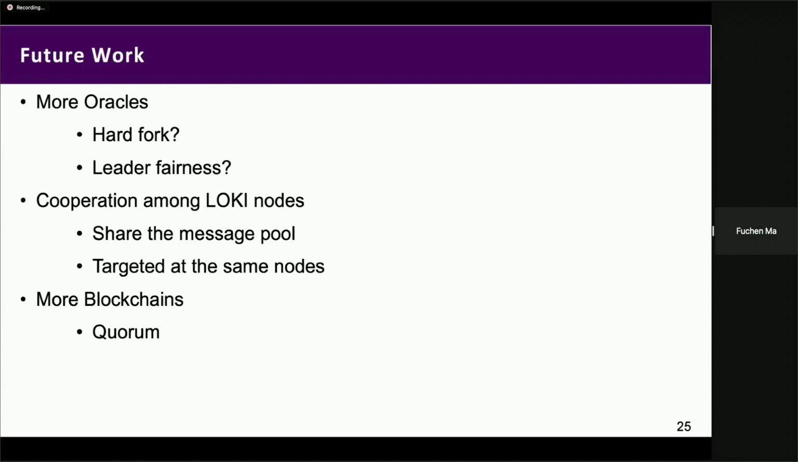Our future work mainly focuses on the following aspects. First, we will explore more oracles, such as hard fork or leader fairness, to further improve LOKI's bug analyzer. In addition, we will try to have LOKI nodes cooperate to share the message pool to further improve the effectiveness of LOKI. And at last, we will try to adapt LOKI to more blockchain systems such as Quorum.